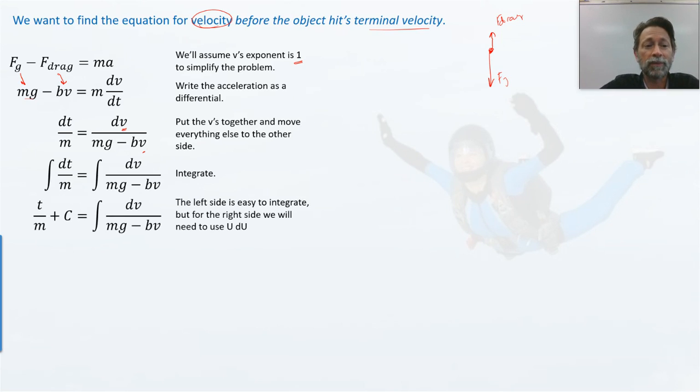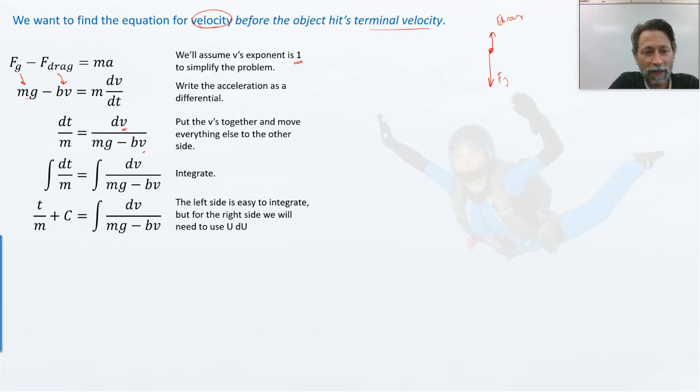The left side of that becomes really easy. I can pull the 1 over m out and then integrate dt, which is just t. I'm going to add a constant because it is an indefinite integral.